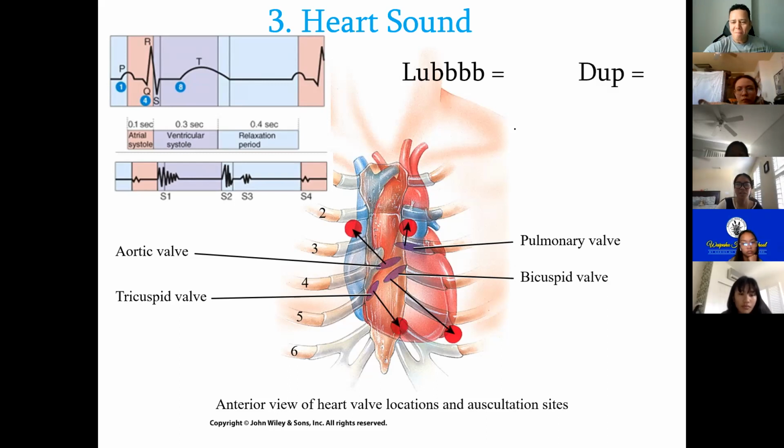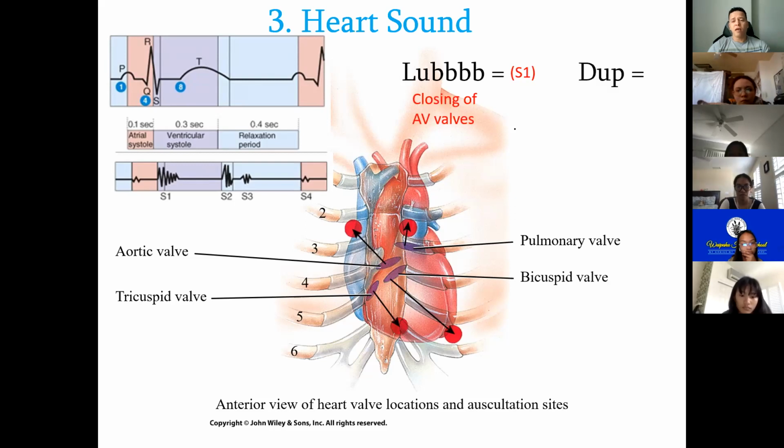Is it the opening of the valves? It is actually the closing. So after the valves open, when they close, that is actually what makes the heart sound. And the louder sound, the lub sound, which we also call the S1 sound, is made when the AV valves close.